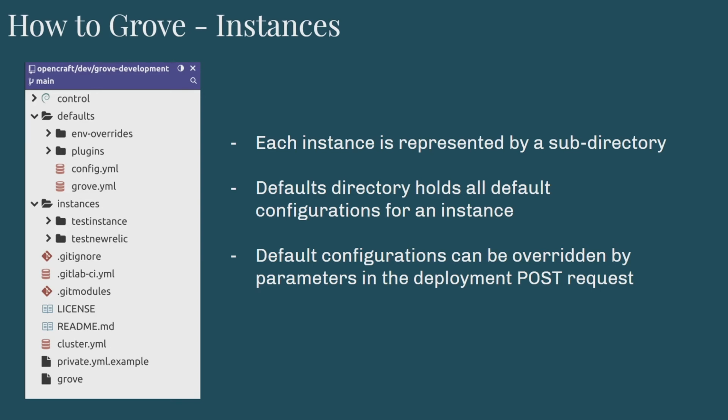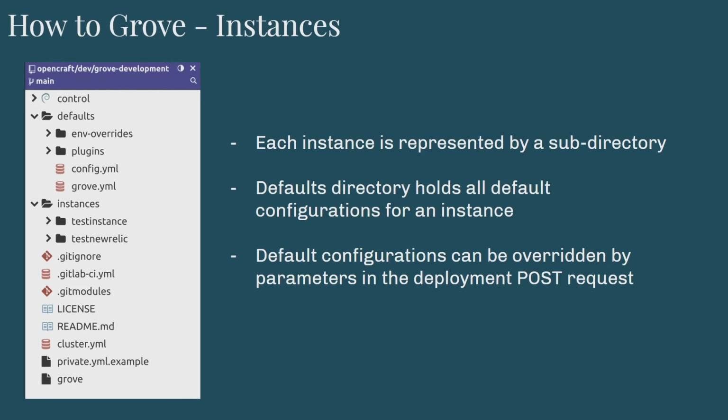As I said, the private fork of the Grove template represents one Kubernetes cluster. Inside the cluster, we can have multiple instances. Each of the instances is represented by this: there's an instances directory. Whenever you create a new instance, we'll have a subdirectory for that instance with its name, and the subdirectory holds all the configurations and customizations for that instance.